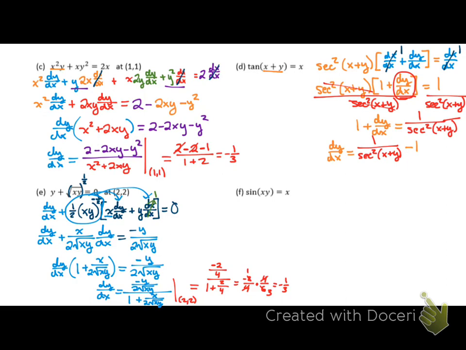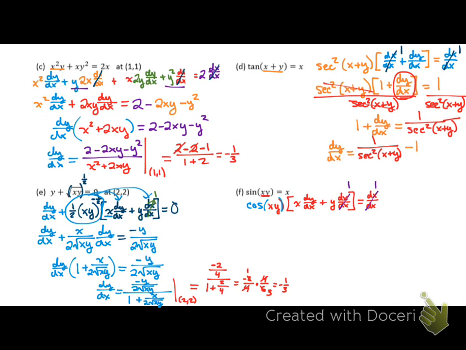Sine of xy. This is a chain rule where xy is the inside. So the derivative of sine is cosine. xy stays the same. But we have to multiply by the derivative of xy. That is a product rule. So we have the first times the derivative of the second plus the second times the derivative of the first. And that equals 1 dx/dx. Now, dx/dx goes away. That's a 1. That's a 1.